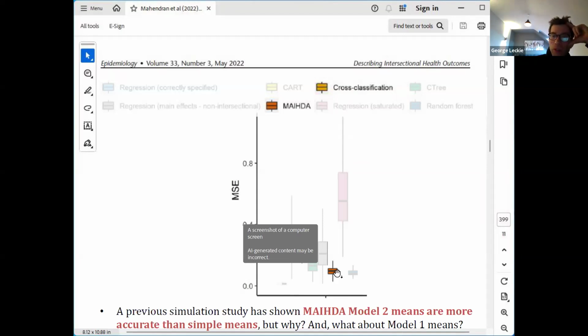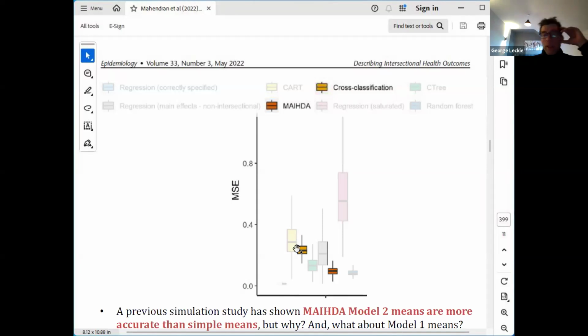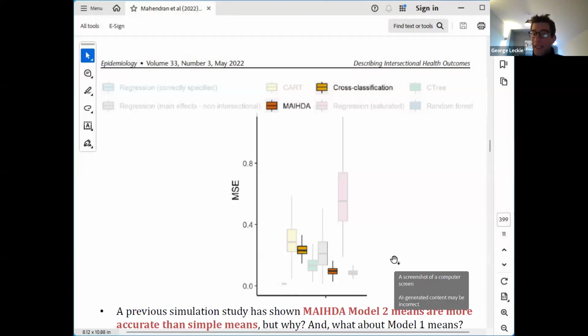And you can see here, MAIHDA model 2 does much better than the simple method. But what they don't do is also include MAIHDA model 1. Also, beyond simply saying, hey, MAIHDA model 2 is better because of shrinkage, that's the only insight that they give. And so what we do is we do this in terms of the analytic expressions. Mean squared error is actually a function of how biased the prediction is and how variable it is across repeated samples. So we separately derive the bias and the variability, and then we reconstruct mean squared error, and we show how things differ from model 1 as well.